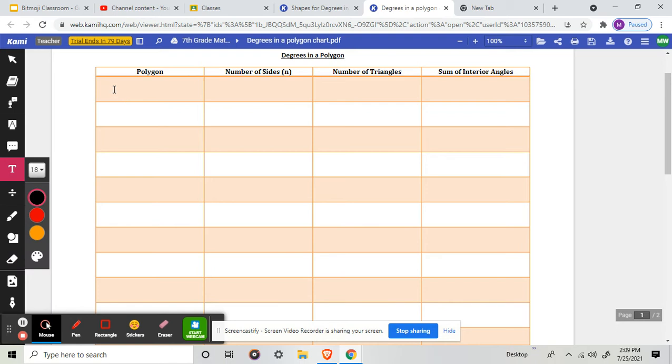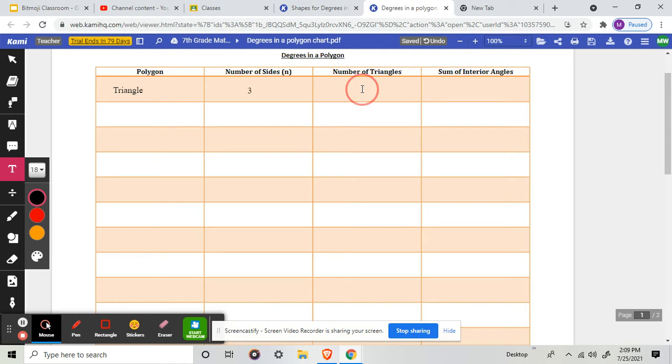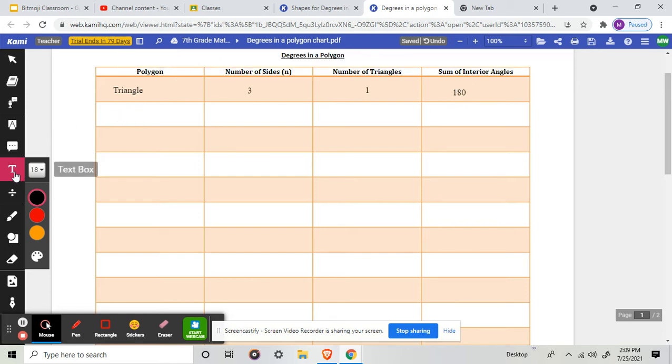Again, I throw in my text box, and we're going to talk about a triangle. How many sides does a triangle have? Again, 3 sides. How many triangles are in a triangle? 1. And what's the sum of the interior angles? Again, 180 degrees. Okay, so typing it, not too bad. I use the text box function over here. I just fill it in going across.